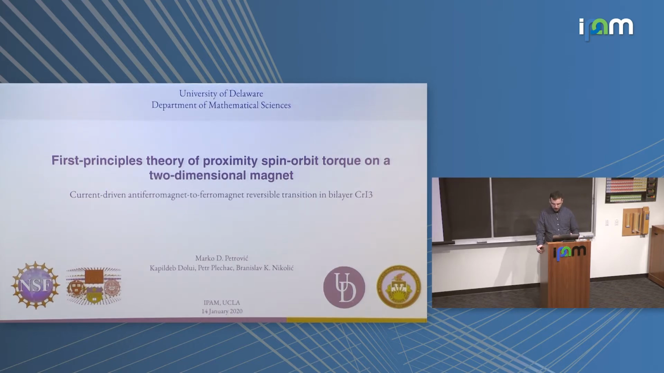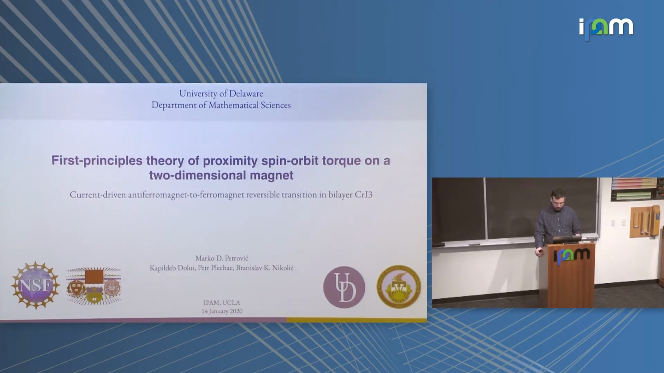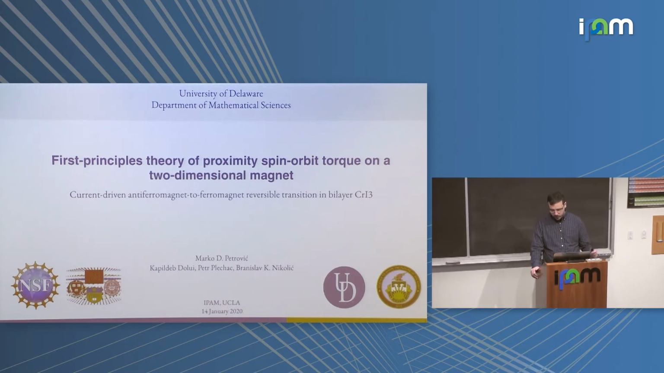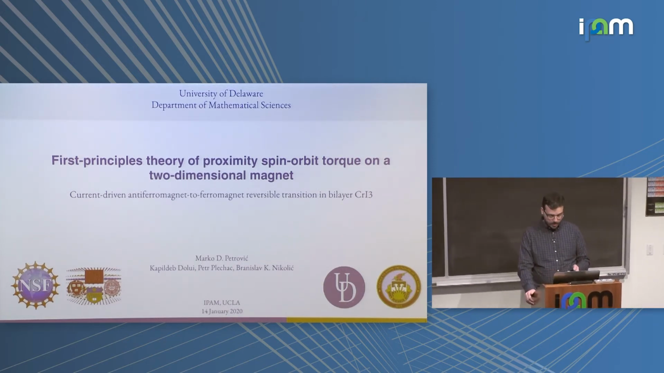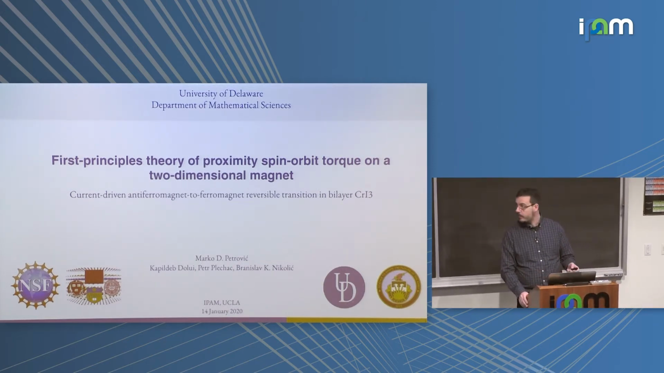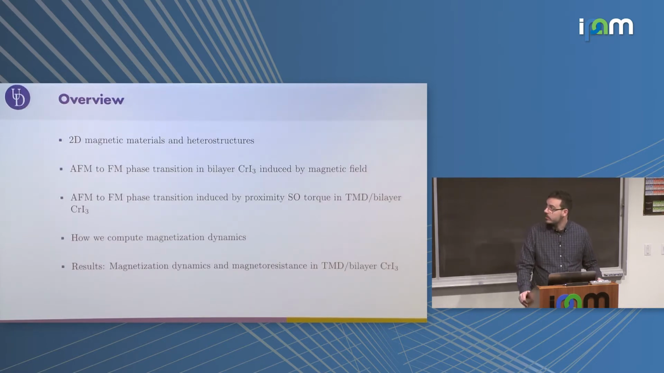This is work done in our group under the supervision of Professor Petr Plecháč and Professor Branislav Nikolić. First, let me give you an overview of the talk. I'll briefly touch on the area of 2D magnetic materials, and then I'm going to talk about a specific magnetic material called CrI3, and an experiment in which they perform the antiferromagnet-to-ferromagnet phase transition in this bilayer CrI3.